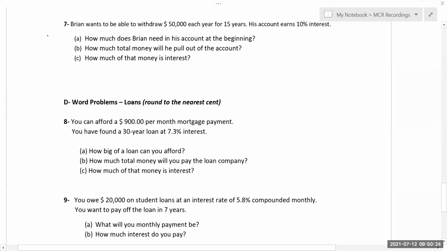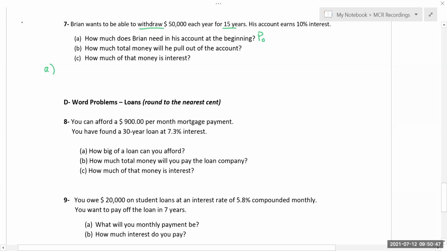Okay, so for question 7, we want to withdraw $50,000 a year for 15 years, found a nice account earning 10% interest. How much do we need at the beginning? So how I know this is a payout annuity, I want to do regular withdrawals for 15 years. So A is asking me for a PO. Then we'll come back to the rest of this.